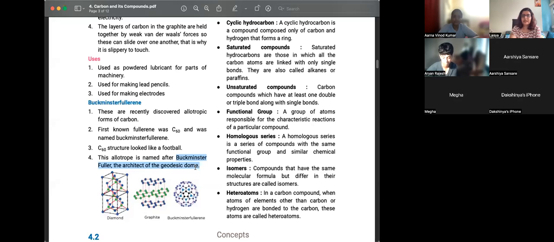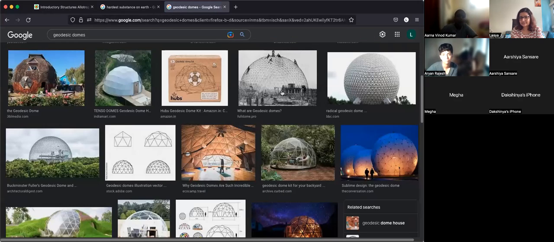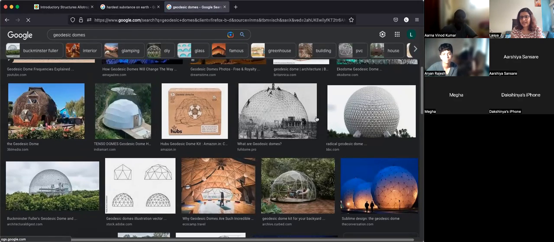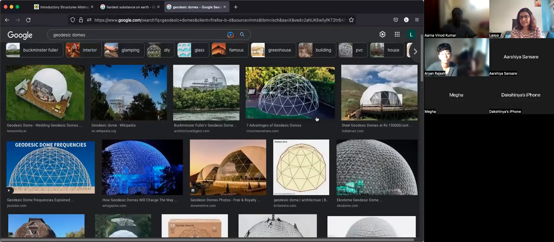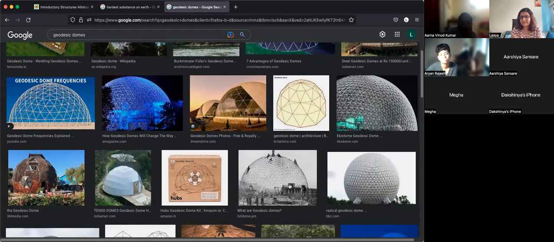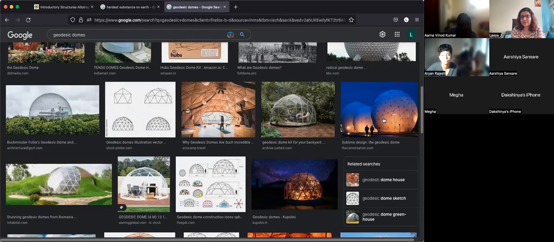Okay, he's an architect. But the reason it's named in his honor is he designed something called a geodesic dome. It's a specific type of building, you can say. This is what a geodesic dome looks like. Do you see the similarities with the carbon structure, the ball-like structure? So in his honor, because its structure looked very similar to what this guy designed, it was named after him as Buckminster fullerene. Fuller is his name. Because it's a carbon compound, just call it fullerene. That's it.